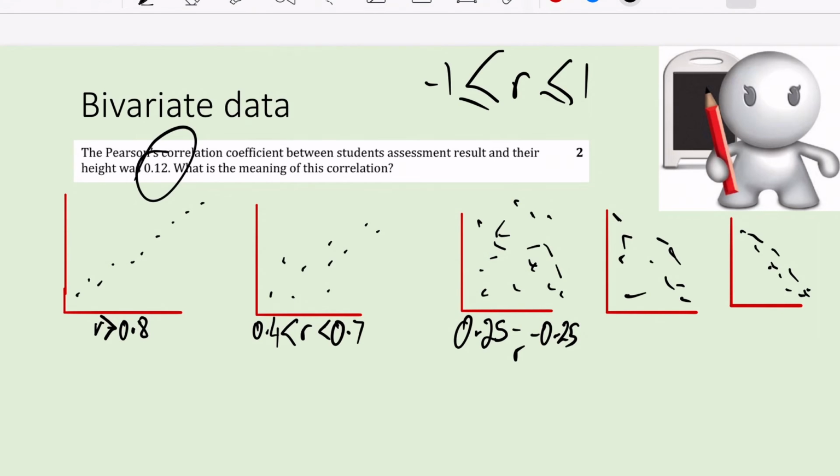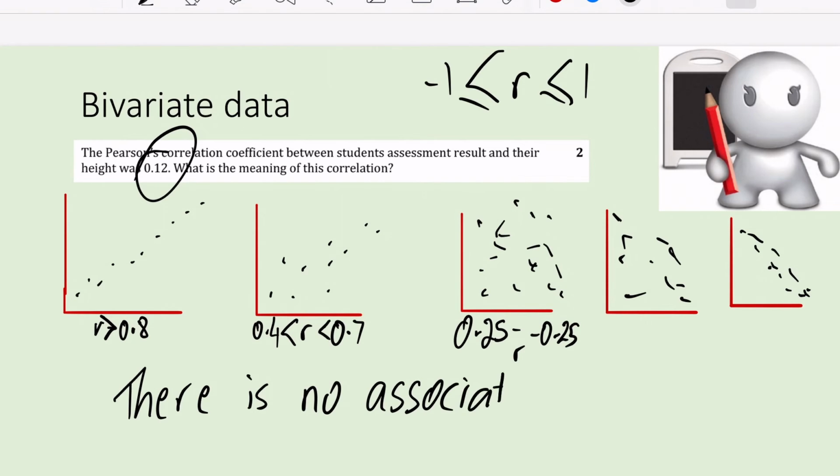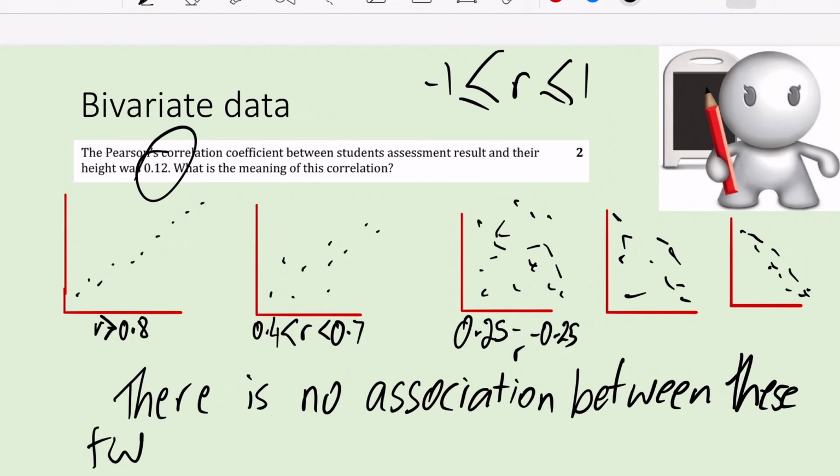So really what that means is that there is no correlation or association between these two variables. And what are the two variables? Well, it's assessment results and height. Obviously, no relationship.